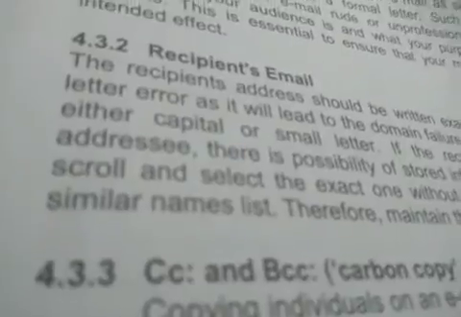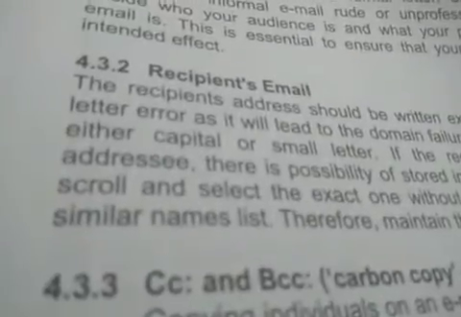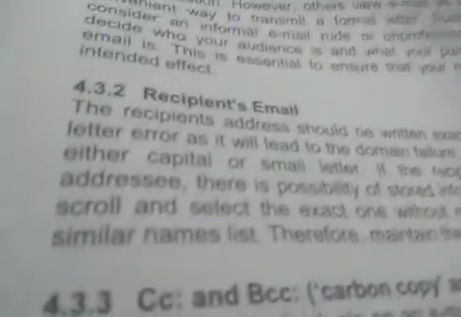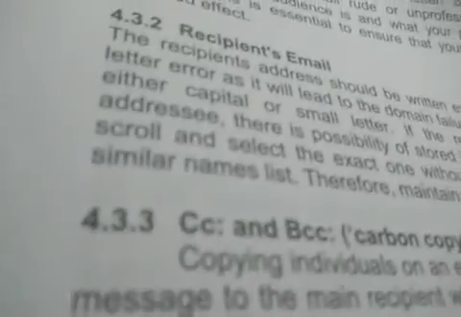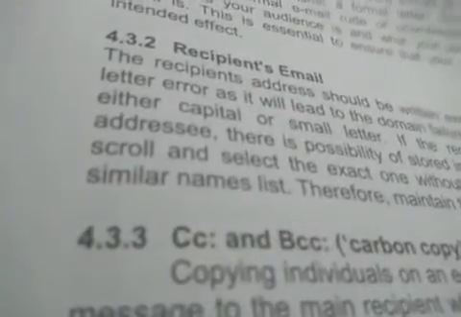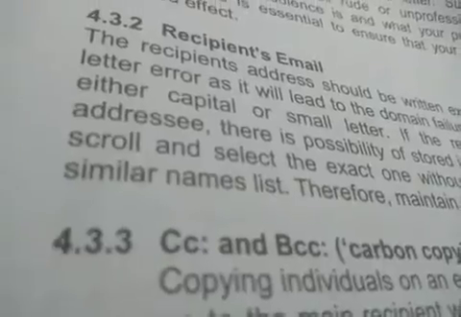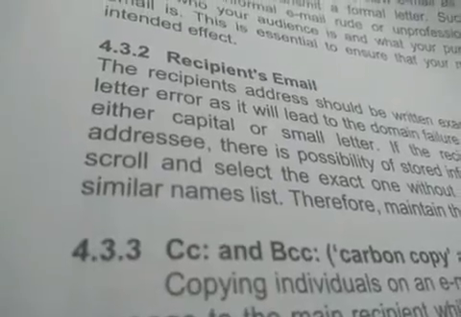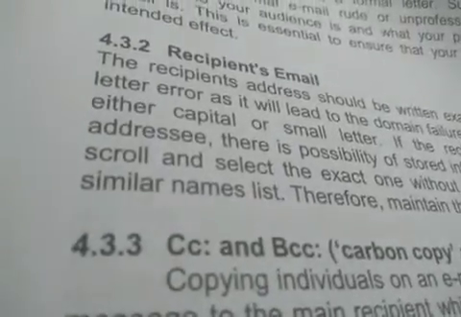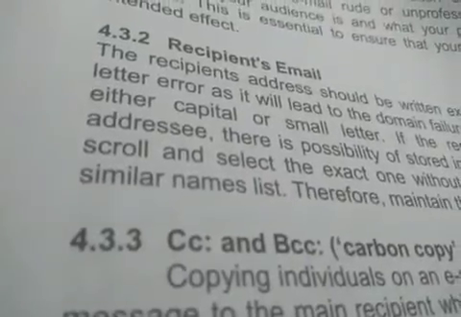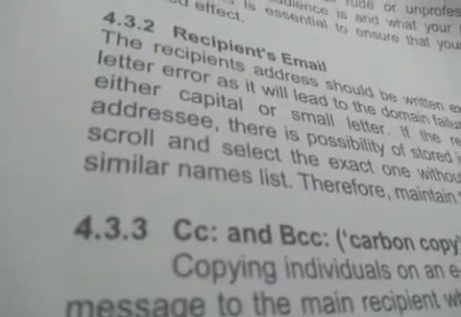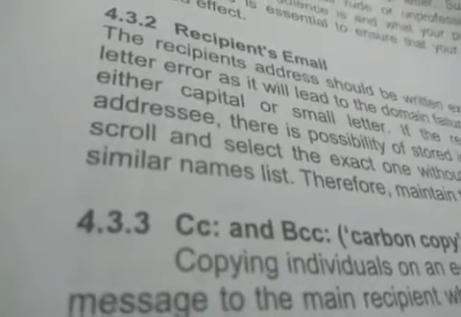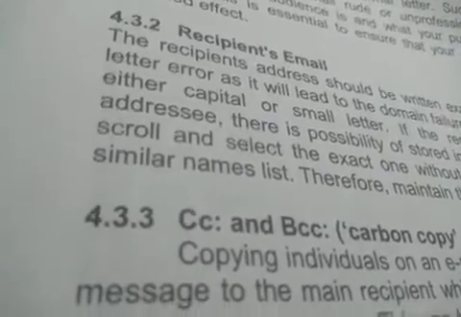4.3.1 Decide the purpose. People have different opinions about the form and content of email, so it is always helpful to be aware of the expectations of your audience. For example, some people regard email as a rapid and informal form of communication, a way to say hello or to ask a quick question. However, others view email as simply a more convenient way to transmit a formal letter. Such people may consider an informal email rude and unprofessional. Therefore, decide who your audience is and what your purpose for writing the email is. This is essential to ensure that your message has its intended effect.